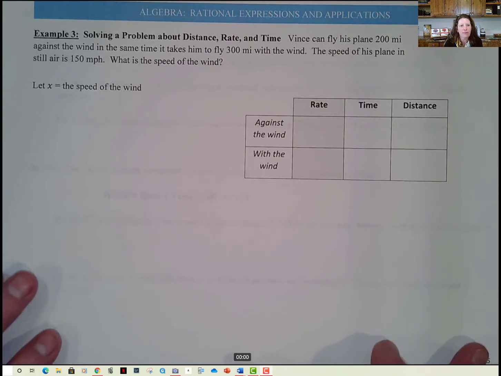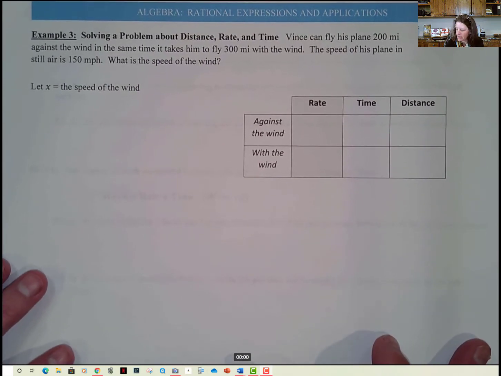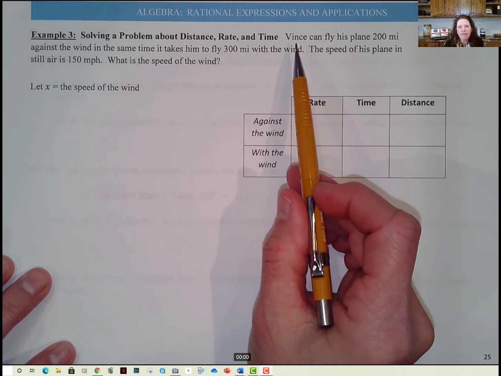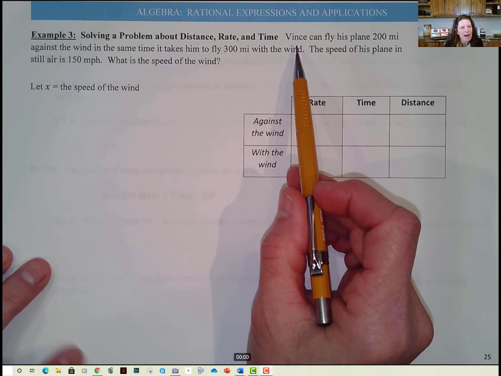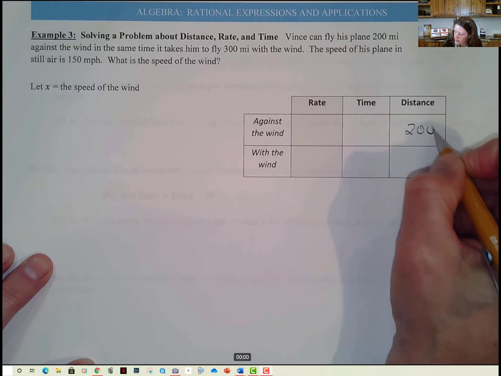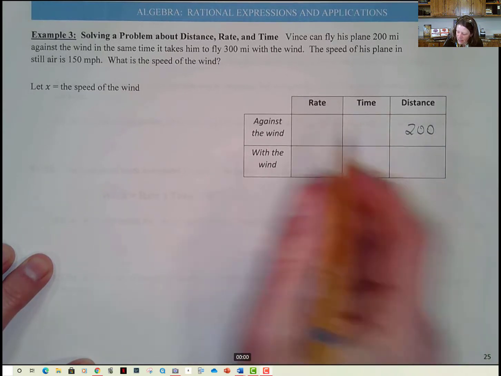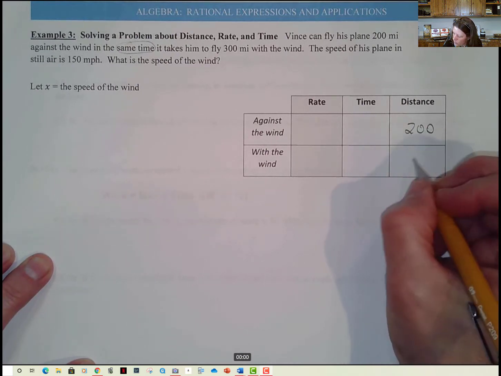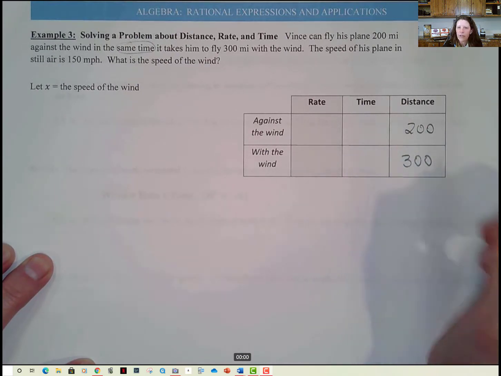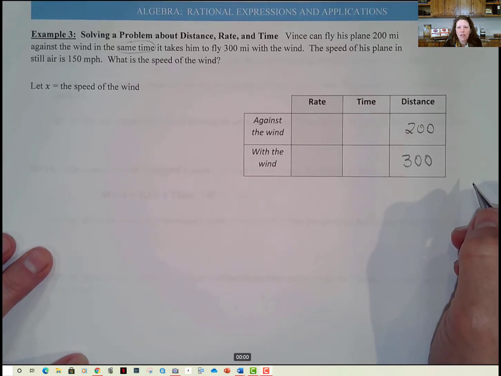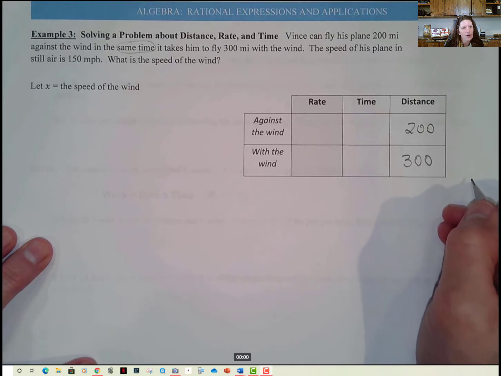Example 3 is similar. It's also a distance, rate, and time problem. Here we have a man, Vince, who can fly his plane 200 miles against the wind. Let's put that distance in our table. In the same time, it takes him to fly 300 miles with the wind. So he can fly a further distance with the wind because it's helping him go faster. The speed of his plane in still air is 150 miles per hour.